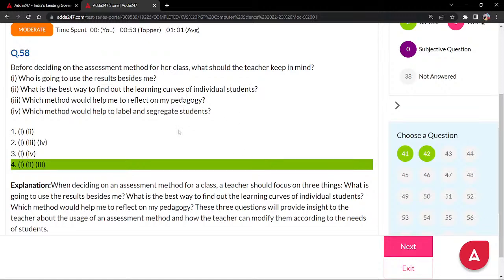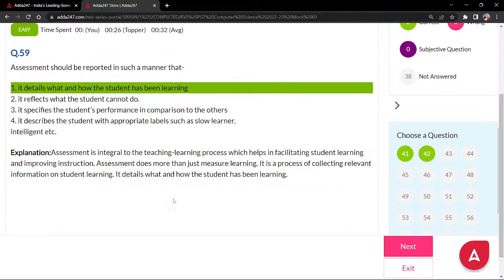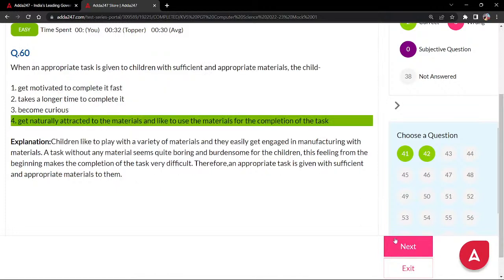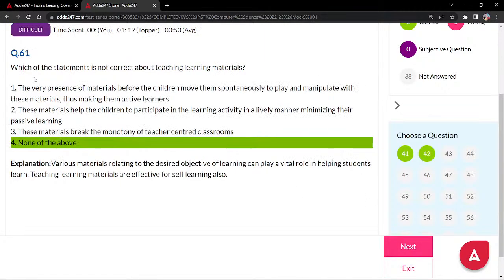And remember, segregating students is not a part of learning. Next, assessment should detail what and how the student has been learning. What is an appropriate task given to children with sufficient and appropriate material? They get naturally attracted to the material and like to use it for completion of the task. One trick is that the long answer, most of the time, is the correct option.